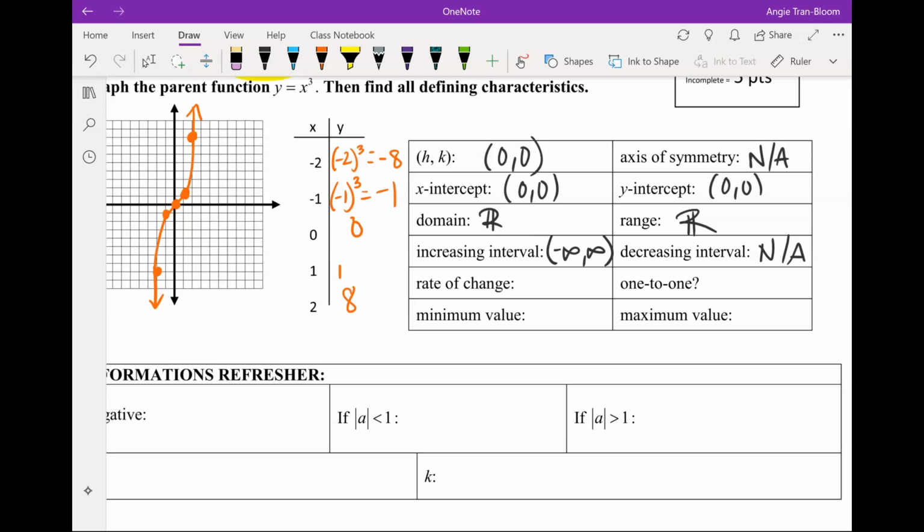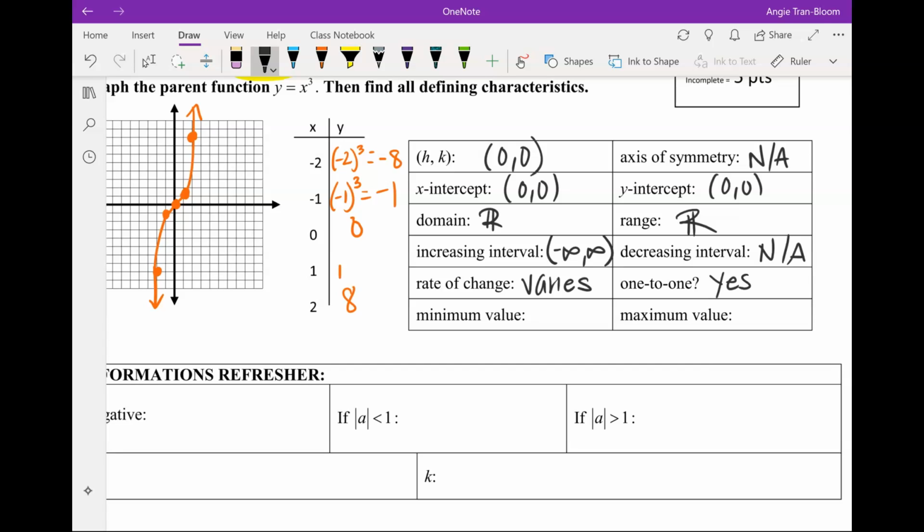This is not a line, so the rate of change will what? Varies. Now, Brandon, is this function a one-to-one? Yeah. Why is it a one-to-one? If you make a horizontal line test, it will only intersect the graph how many times? Once. So this is definitely a one-to-one.